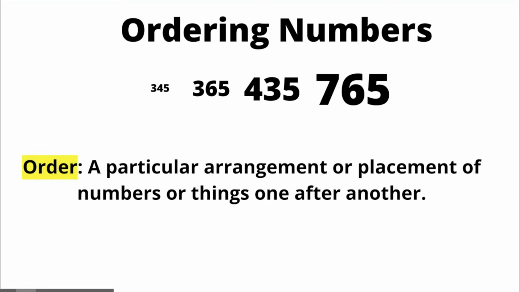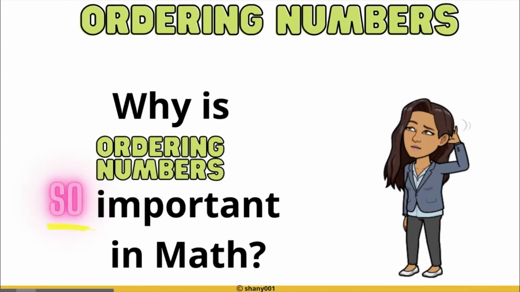Ordering numbers. Order: a particular arrangement or placement of numbers or things one after another. So in this case, we have ordered the numbers from least to greatest, smallest to biggest. But how do we do that? Why is ordering numbers so important in math?